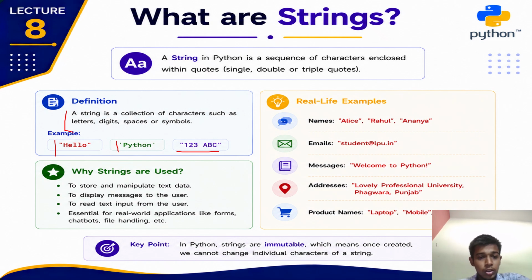So, the first use of a string is to store and manipulate text data. Whenever we need to work with text, we use strings. The second use is to display messages to the user. For example, when a programmer prints hello world, the message is stored as a string. And the third use is to read text input from the user. Whenever a user types their name, city, or any text, Python receives it as a string.